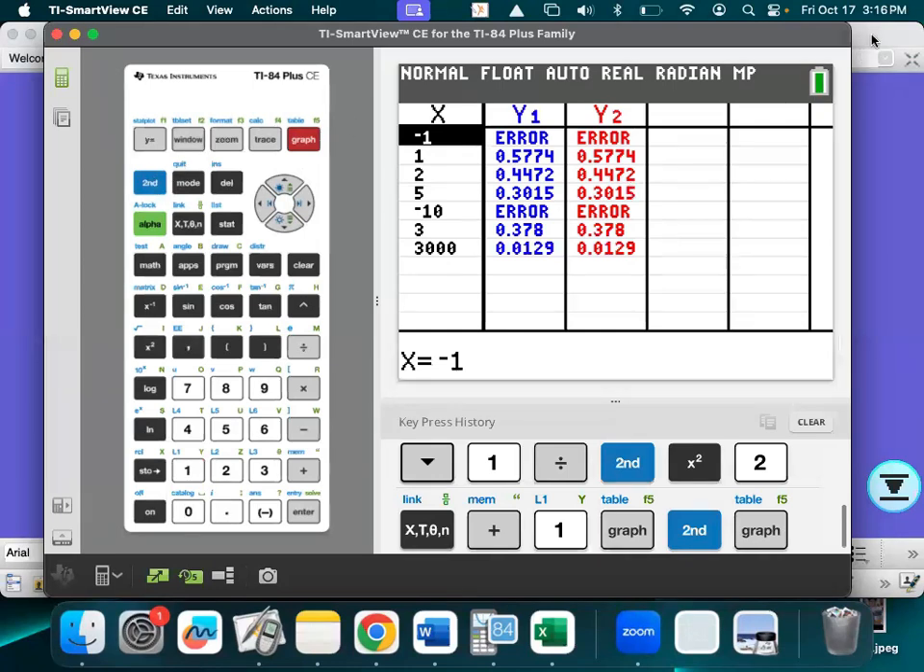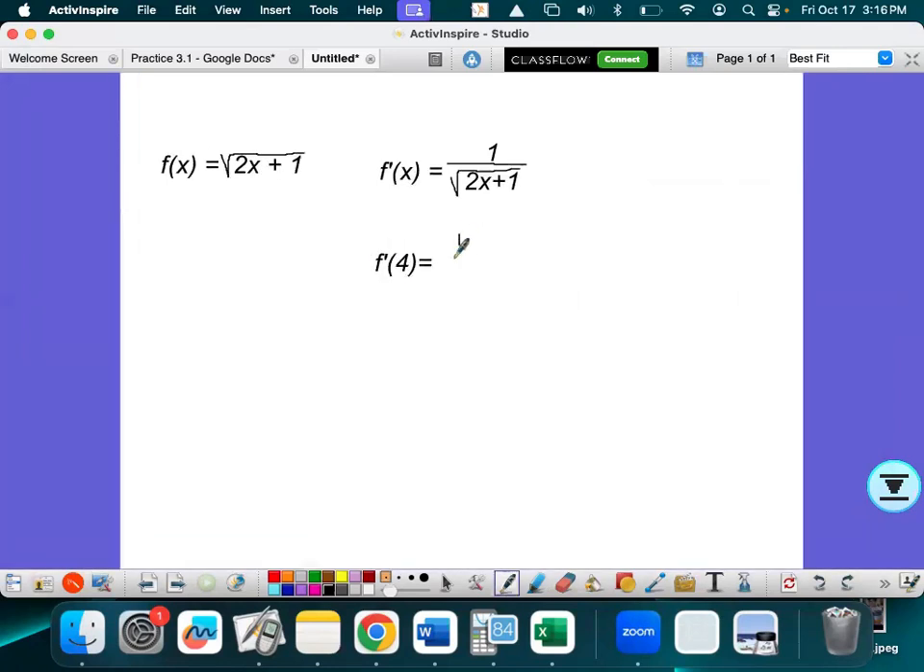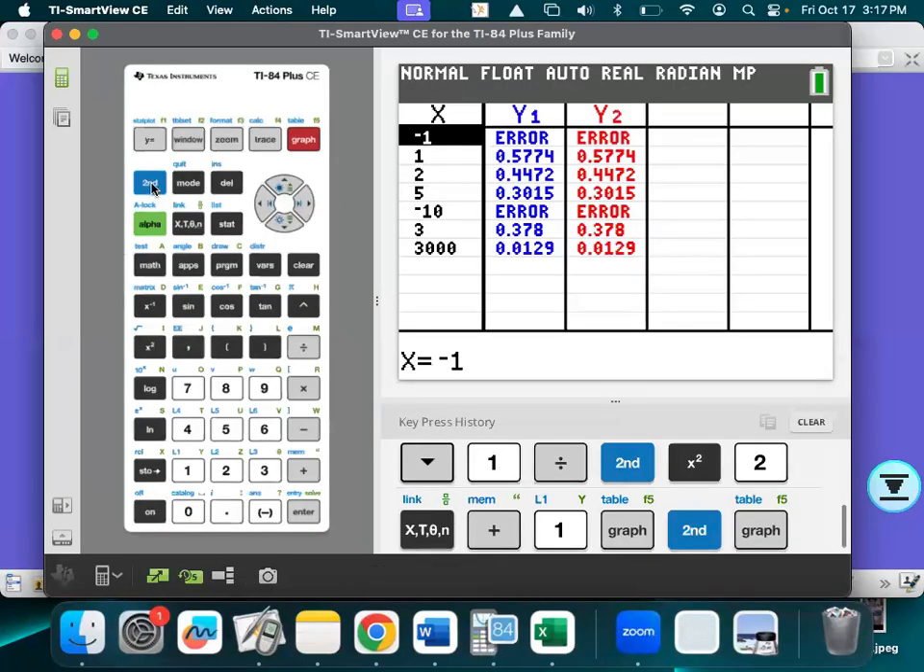Now, let's say that we wanted to find and check the derivative at a point. So let's say I wanted to know what f prime of 4 was. That would be 1 over the square root of 2 times 4 plus 1. So that would be square root of 9, which is 3. So I'm expecting 1/3. Let's go back to our main screen.